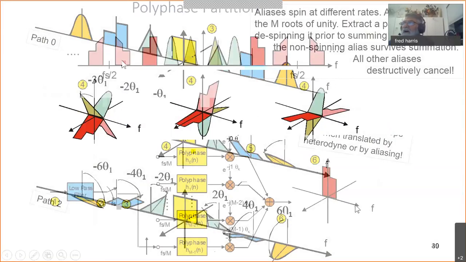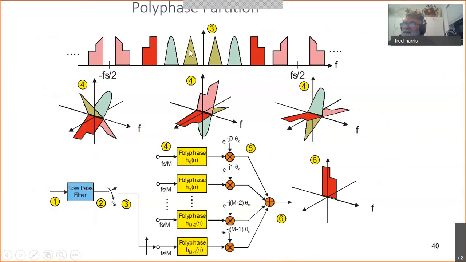So here's the example. All these guys have aliased to baseband. So all these bands are sitting here, and every one of these paths has a different set of aliases. They're all aliased at the same frequency, but they all have a different phase angle. Notice the Utah in this branch, and the Utah in this branch, and the Utah in this branch is different, but I know the rate of spin, so I de-spin them. When I de-spin them, that's the only guy surviving the sum. Everyone else is still spinning, and they don't survive the sum. That little summing junction destructively cancels the aliases.